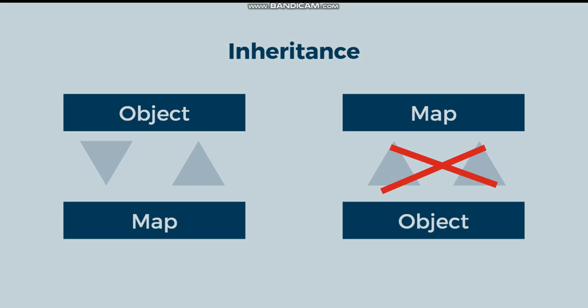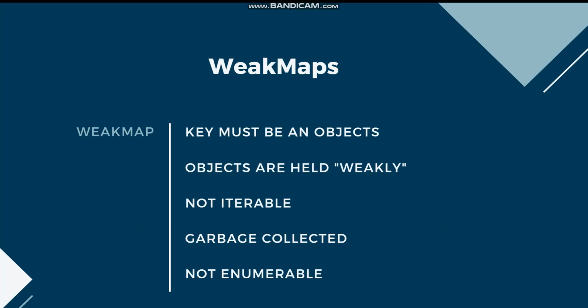Let's look at some differences between a map and a weak map. In this case, you cannot have a key as a primitive value, so you have to have it as an object. Now the objects, similar to sets, are held weakly, and so if it's there, it's there. If it's not there, it's not there. And they're not iterable, just like weak sets. You cannot iterate through a weak map, and they're also garbage collected. So if it's not necessary for that to be stored inside of data, it will automatically free it up.